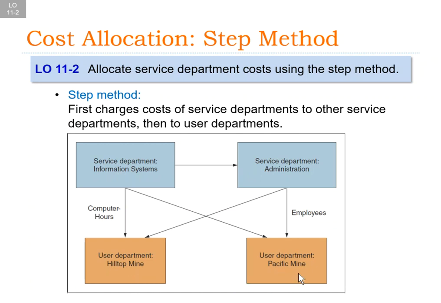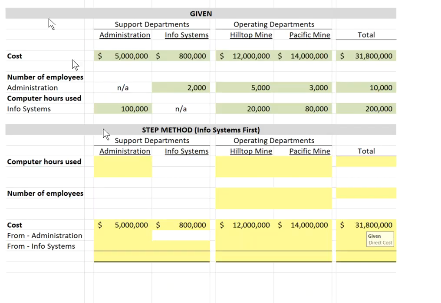Once we've allocated costs out of the Information Systems Department, we'll allocate the cost of the Admin Department, both direct and indirect cost, to the end user departments, the Hilltop Mine, as well as the Pacific Mine. The first thing we'll do is pick up the direct costs of the Admin Department, the Information Systems Department, the Hilltop Mine, and the Pacific Mine. Next, we'll pick up the computer hours used by the Admin Department.